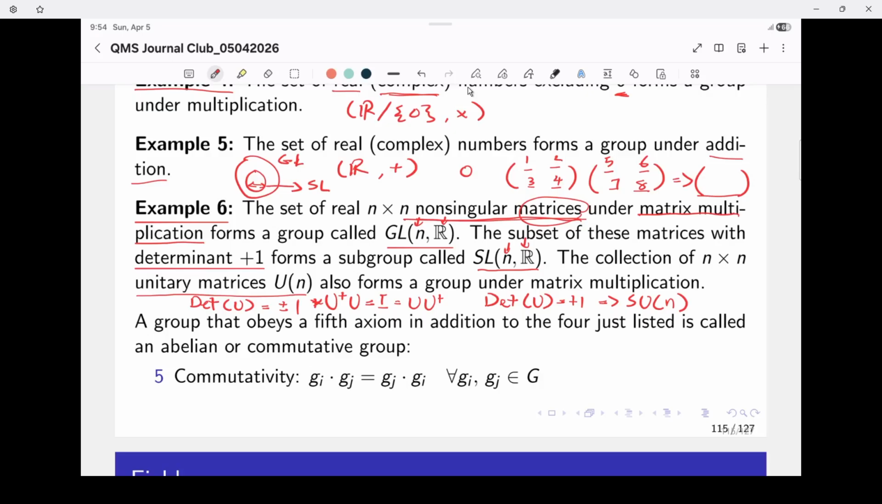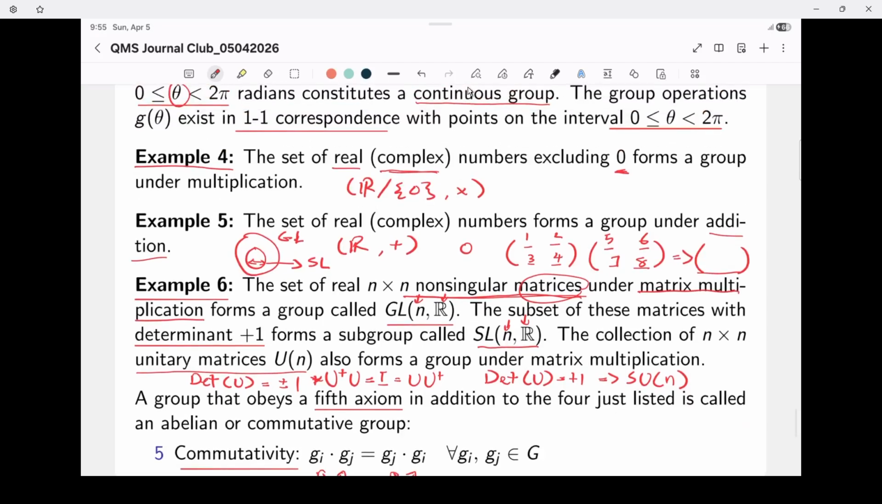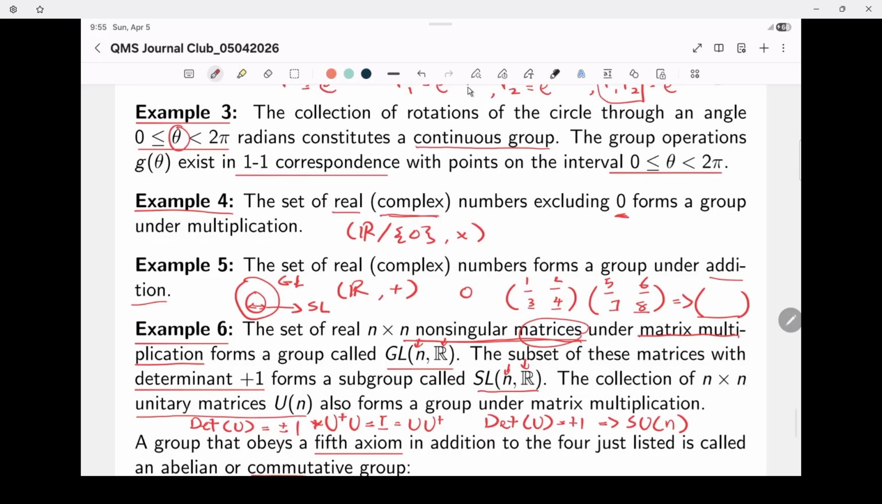Let's say your group obeys a fifth group axiom. You don't necessarily need to obey this, but if you obey this fifth axiom, which is commutativity, meaning that you take two group elements, switch around their positions, and find that they are the same, then they are commutative. So which of these examples are abelian groups? You can call them abelian group or commutative group. Which one of these would be abelian?